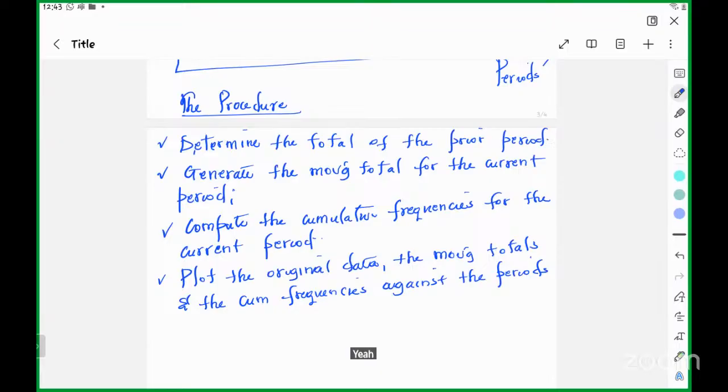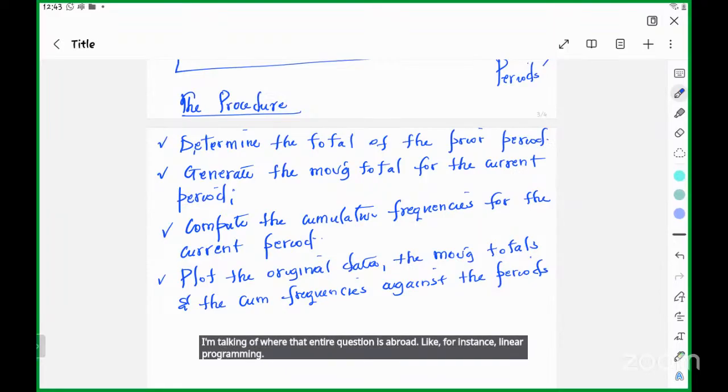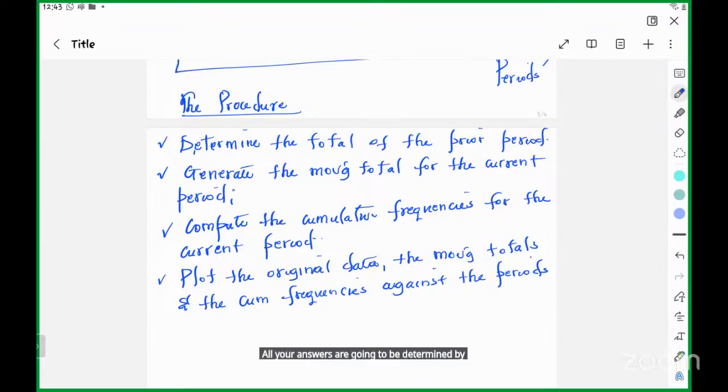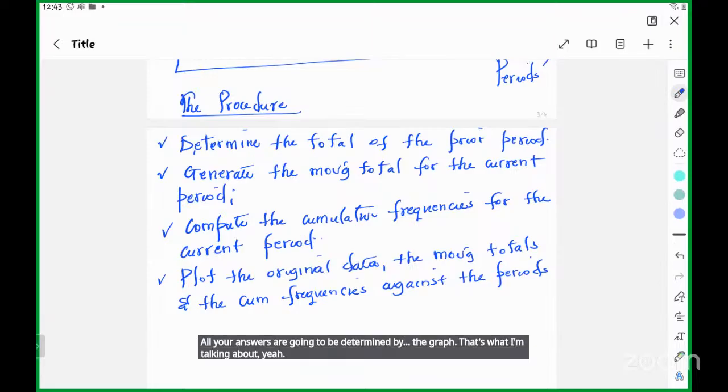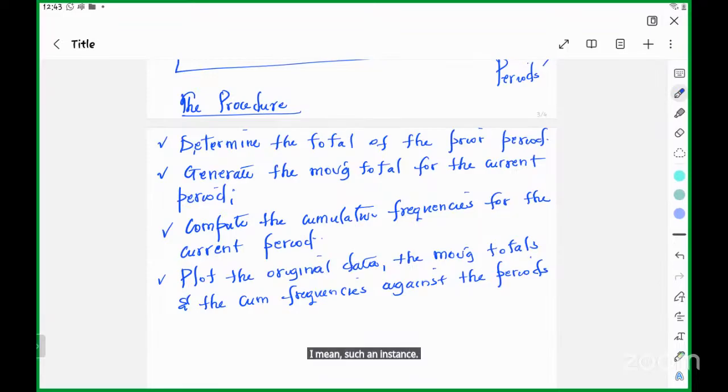Yeah. That's what I'm saying, that if you're comfortable, you go for it. I'm talking of where the entire question is a graph, like for instance, linear programming. All your answers are going to be determined by the graph. That's what I'm talking about. In such an instance, you just go.